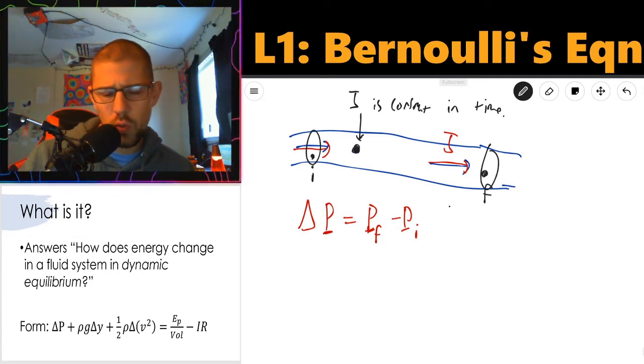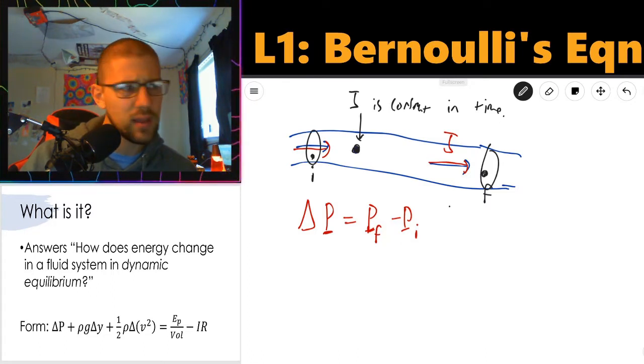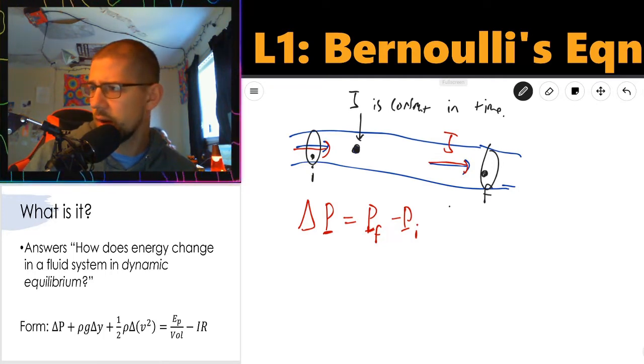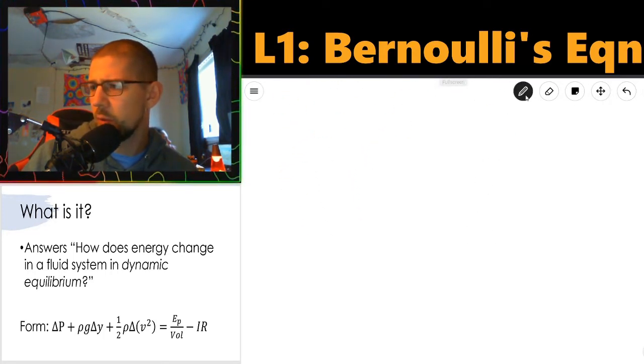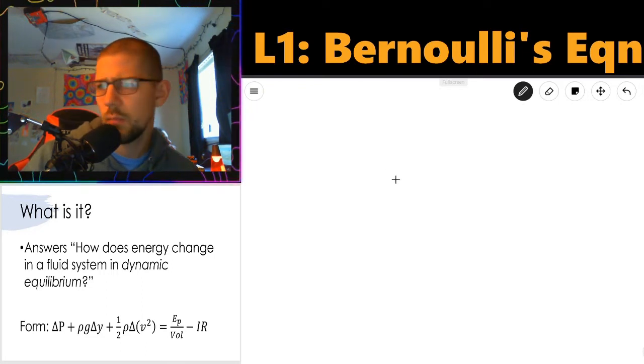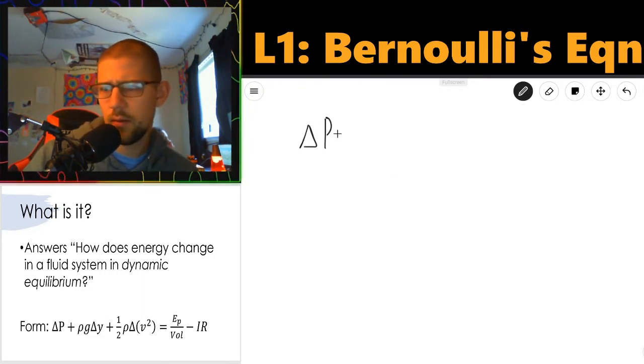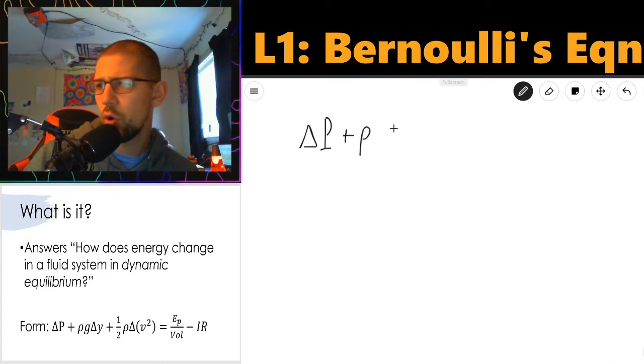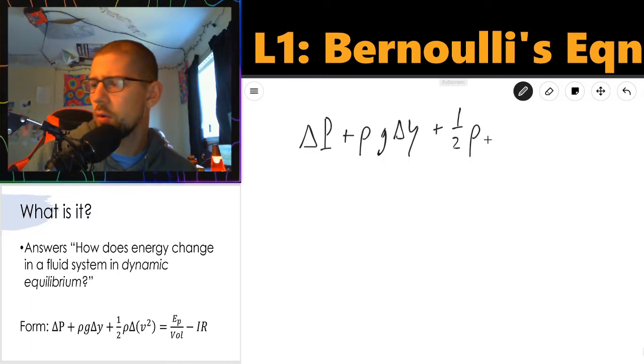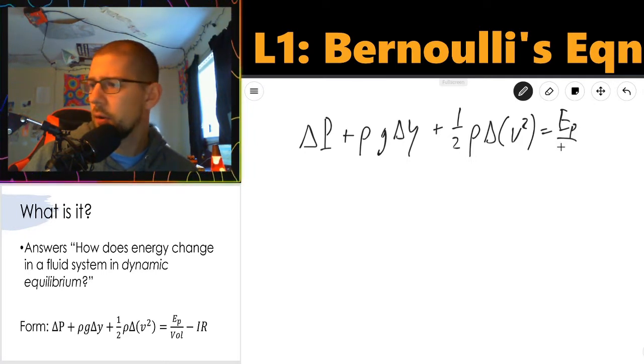So I want to talk a little bit about why it has this form, like what it means. We also call this thing the energy density equation. So let's write it down, and then we'll break it into its terms. Delta P, pressure, plus rho g delta y, plus 1/2 rho delta of v squared equals E pump per volume minus I times R.